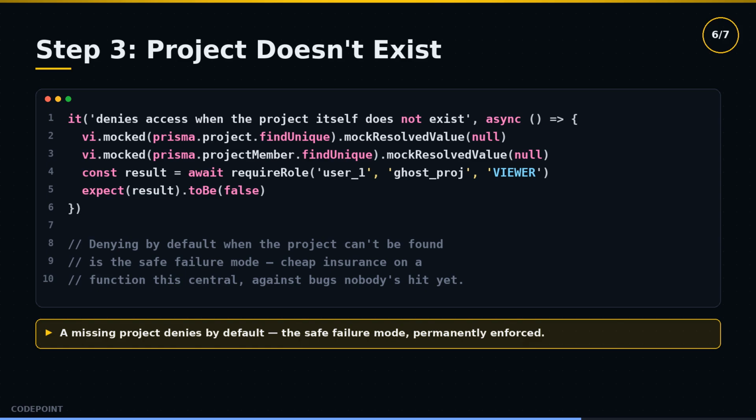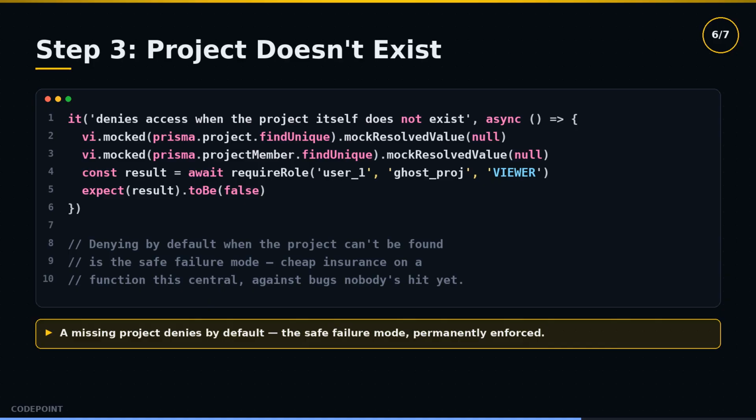The second case is the one people tend to skip. A deleted or mistyped project ID shouldn't throw an unhandled error, or worse, quietly default to true. Denying by default when the project can't even be found is the safe failure mode, and now it's a permanent enforced fact about this function, instead of an assumption.